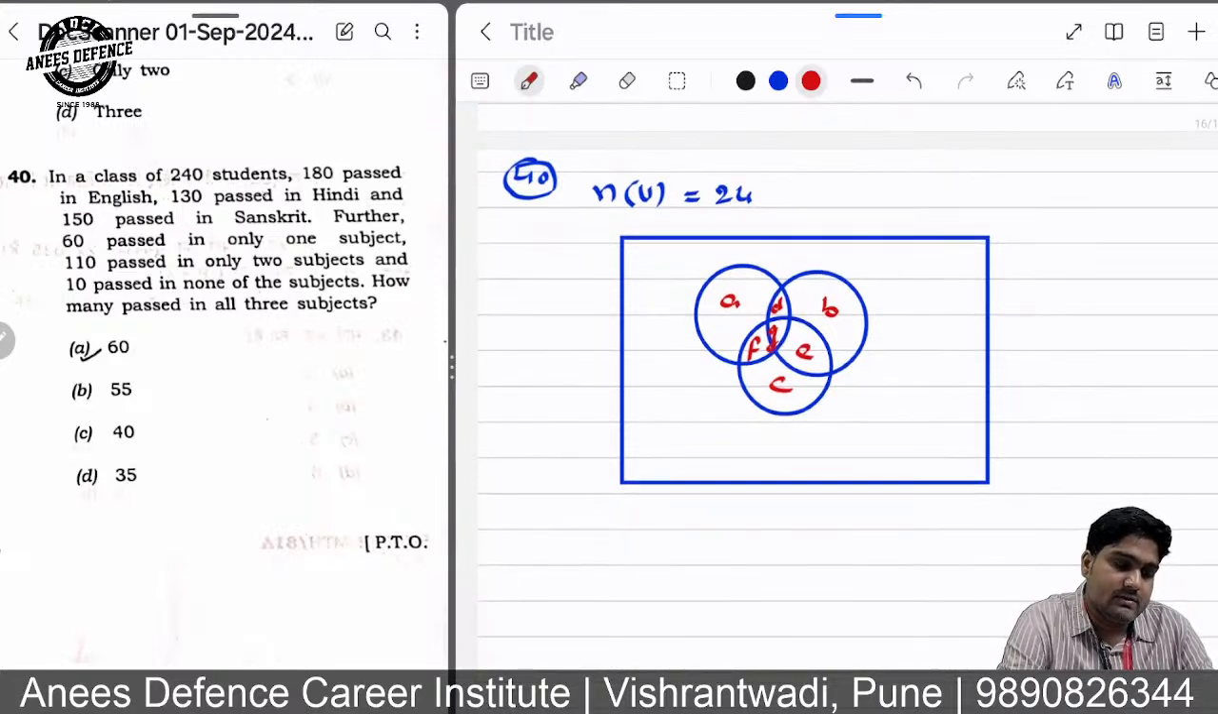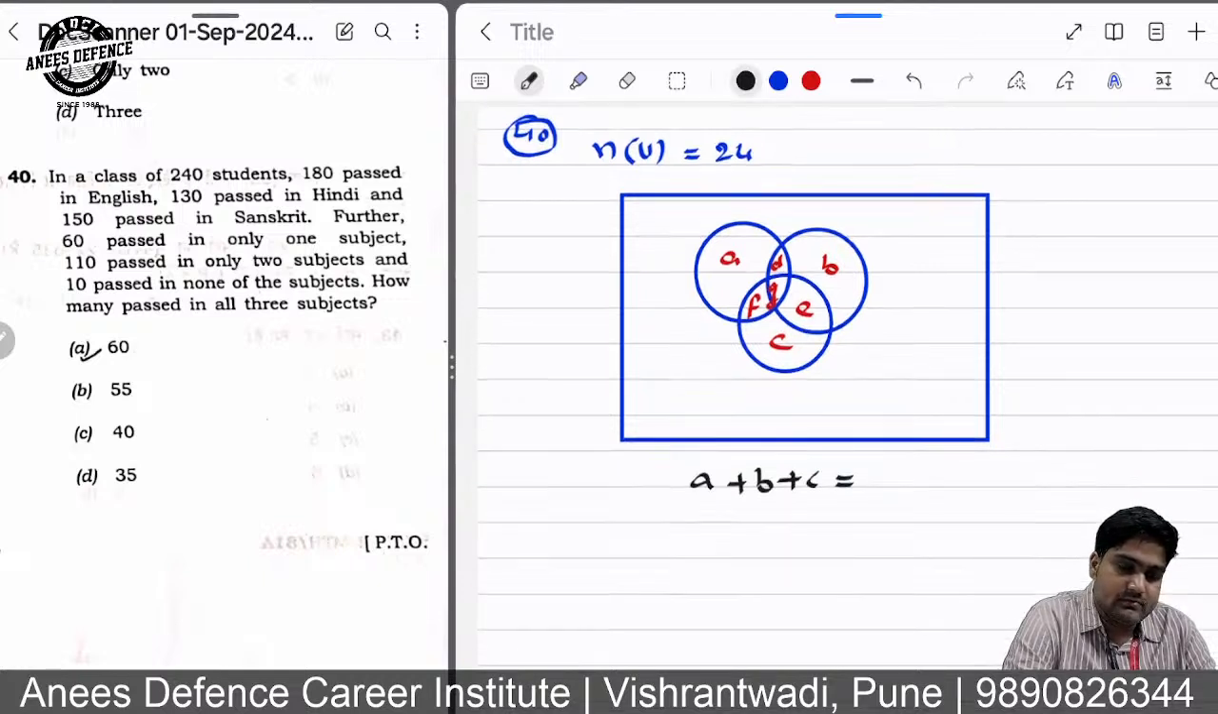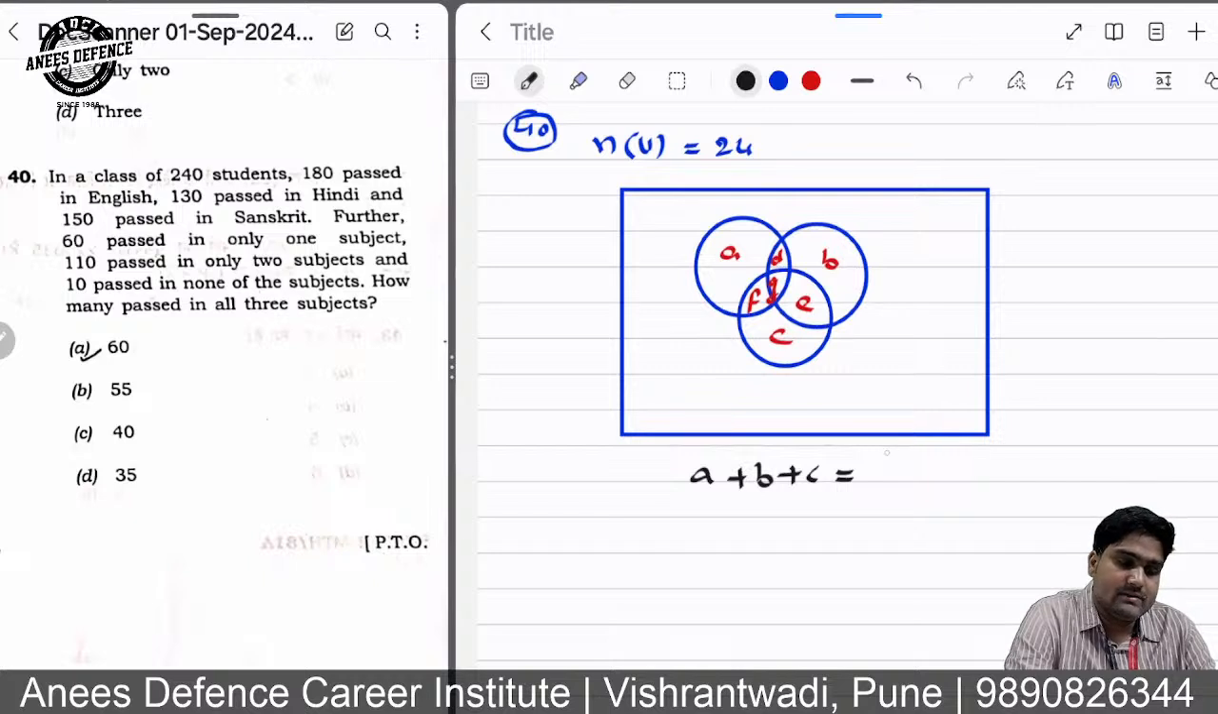What is given? 180 students passed in English, 130 passed in Hindi, and 150 passed in Sanskrit. Further, 60 passed in only one subject. So only one subject is A plus B plus C, the list of students who passed in only one subject, which is given as 60. Next, 110 passed in only two subjects, so D plus E plus F is 110, and 10 passed in none of the subjects. That means this is the outside value.